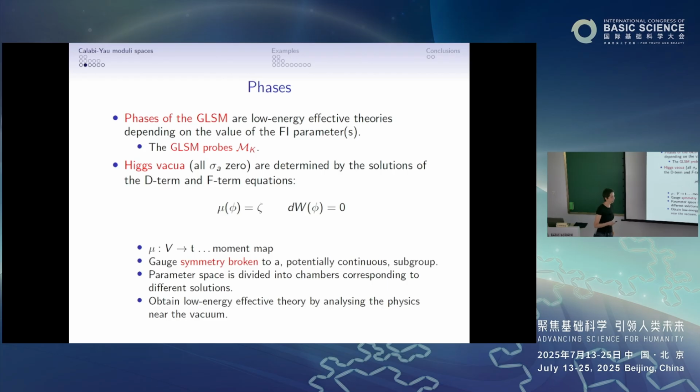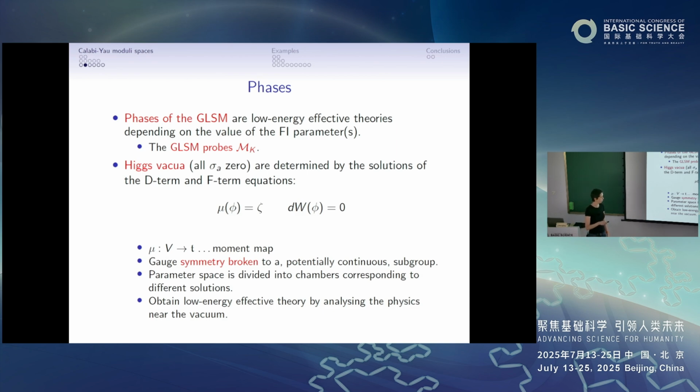One type of vacua are the Higgs vacua, where the gauge sector completely decouples. Basically the classical vacua of the GLSM are determined by the solutions to the D term and F term equations. The mu here is a moment map. I'm not writing this out explicitly. If you have the data of the GLSM from the previous slide, you can just write down these equations and then you need to try to solve them. And what's important in here is that the Fi parameter enters.